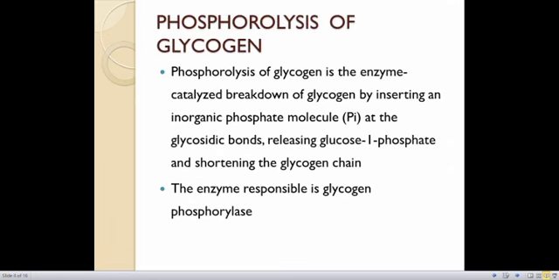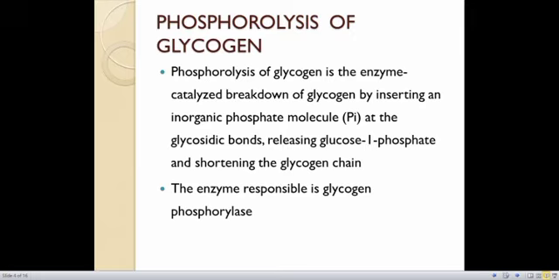Now we will discuss the topic phosphorylasis of glycogen. Phosphorylasis of glycogen is the enzyme catalyzed breakdown of glycogen by inserting an inorganic phosphate molecule at glycosidic bonds, releasing glucose 1-phosphate and shortening the glycogen chain.